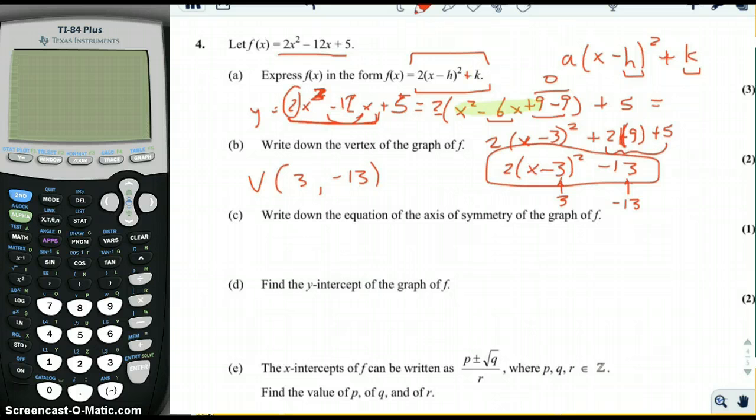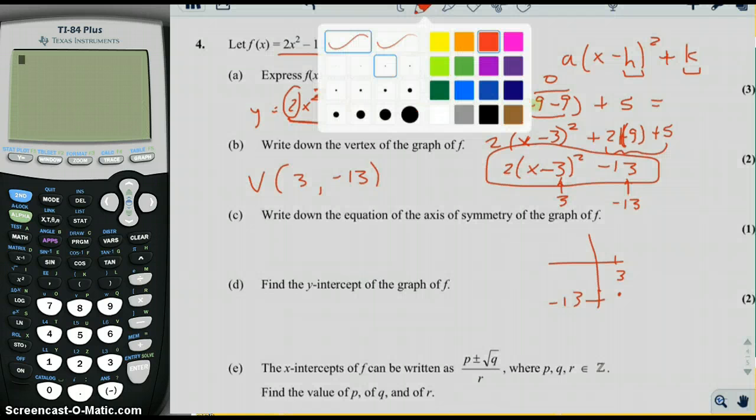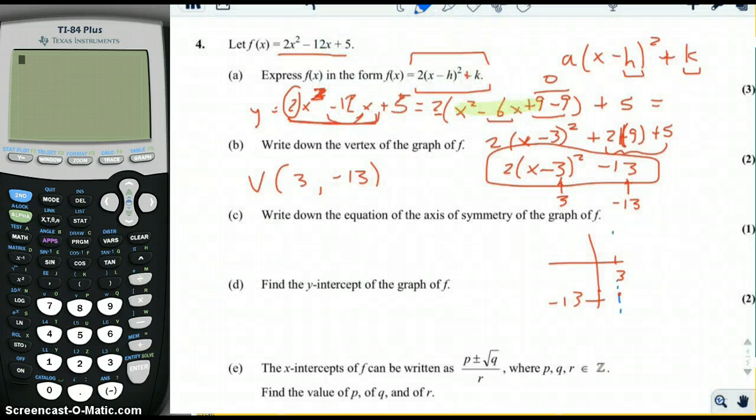Write down the equation of the axis of symmetry of the graph of f. We already have the vertex, and if we know it's 3, negative 13, then we also know something about the axis of symmetry. The axis of symmetry has to go through the vertex. So the axis of symmetry is this line here, and the axis of symmetry has the equation x equals 3.